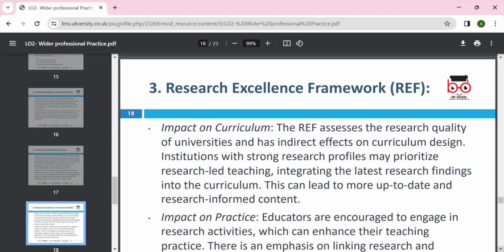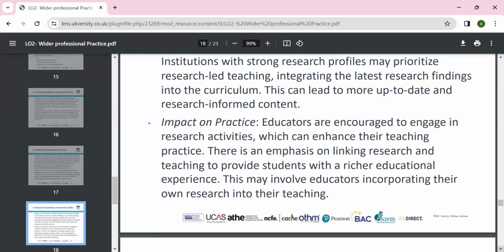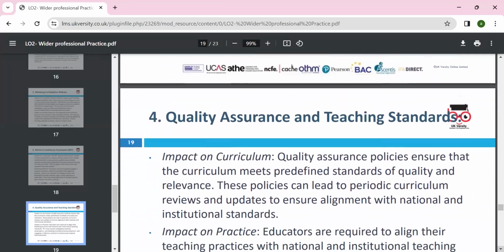So integrating the latest research findings into the curriculum can lead to more up-to-date and research-informed content. Of course, research will carry on. Impact on the practices: educators are encouraged to engage in research activities, which can enhance their teaching practices. This emphasizes linking research and teaching and provides a rich educational experience to students. This may involve educators incorporating their own research into their teaching, which, of course, is especially the case in higher education.